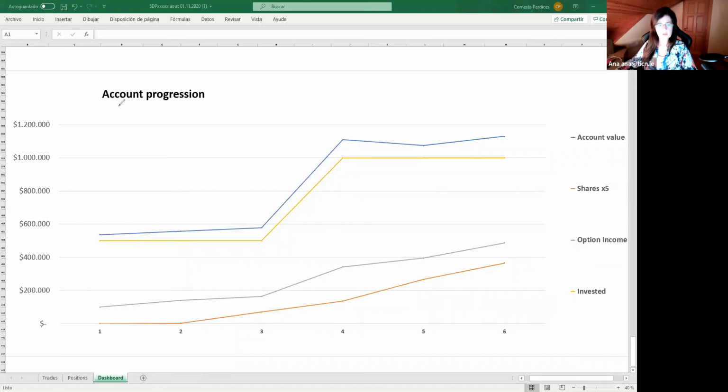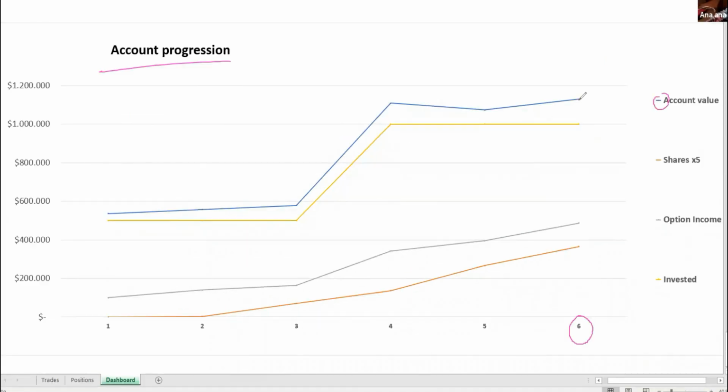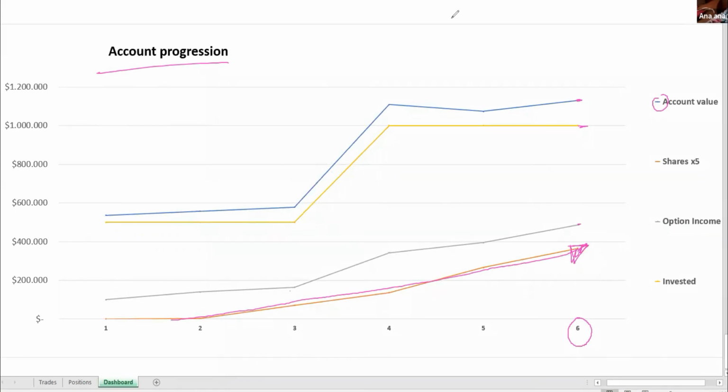This chart shows us the account progression, and this is the photograph of month 6. The account value is represented in blue, this line. The money invested is the yellow line. In gray, we can see the option income, and the number of shares on a different scale. What we can see here is that the number of assets, the shares that we have, increases over time.